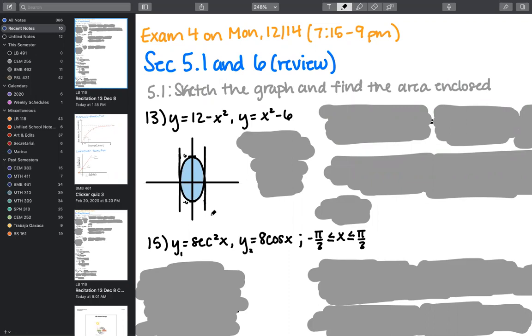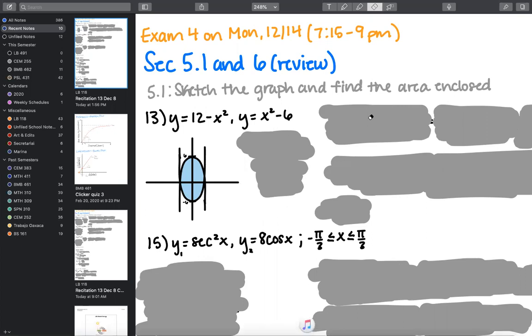So it's the curve on top, and that's going to be the first function that we write, that we subtract from. That's going to be this 12 minus x squared right here. And then this positive x squared is going to open up, and it's on the bottom. So we will be subtracting that positive x squared minus 6 from the other function.